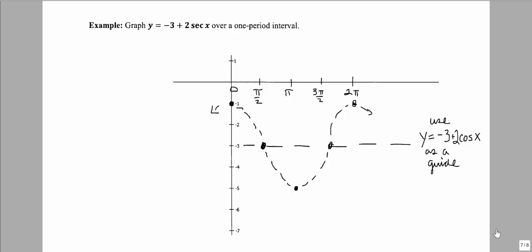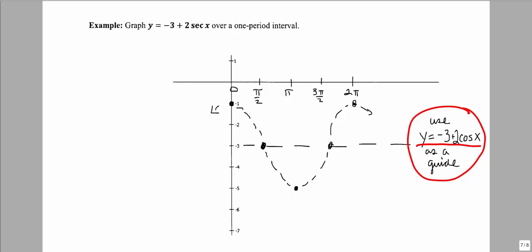Graph y equals minus 3 plus 2 secant of x over a 1 period interval. To graph secant, we graph cosine. So we start by graphing a quick little sketch of cosine. So y equals minus 3 plus 2 times cosine x.